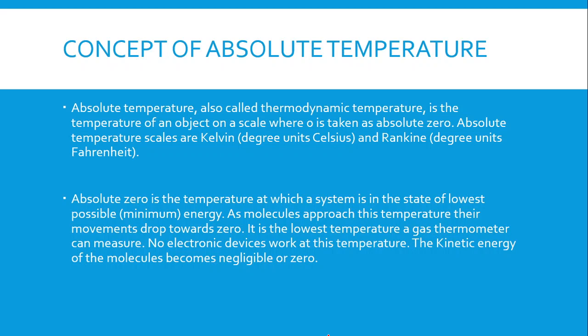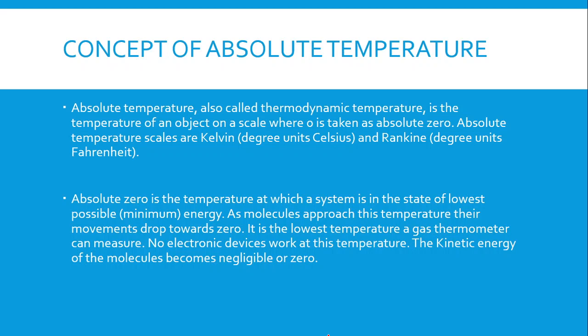Sorry, before even getting into Charles's Law, I did say that we'll talk about absolute temperature, because it came up early on too, when we were talking about how kinetic energy is directly proportional to the absolute temperature. The absolute temperature, also called the thermodynamic temperature, is the temperature of an object on a scale where zero is taken as absolute zero. Absolute temperature scales are Kelvin, with degree units Celsius, and Rankine, with degree units Fahrenheit.